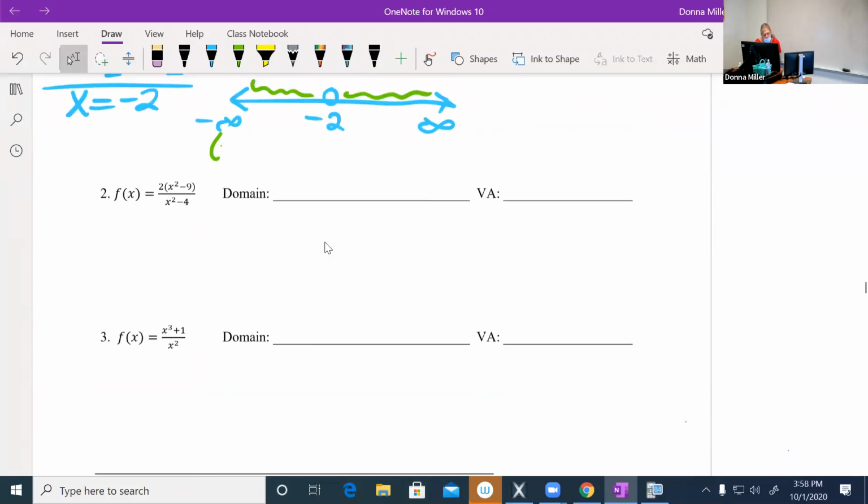All right, let's do the bottom. If I set the bottom to 0 here, you're going to have to factor x squared minus 4. It's called difference of squares. So this is x minus 2 times x plus 2.